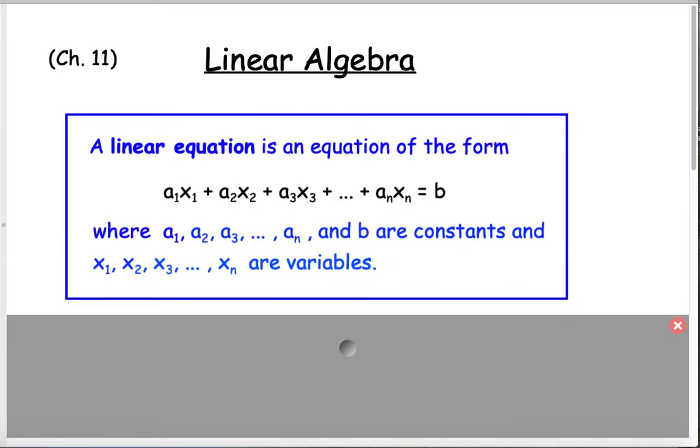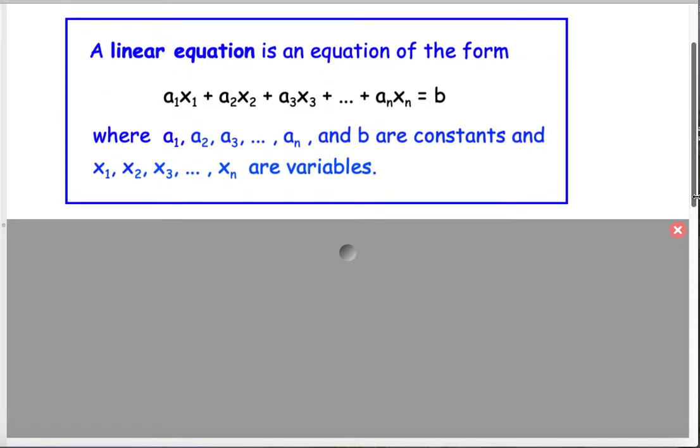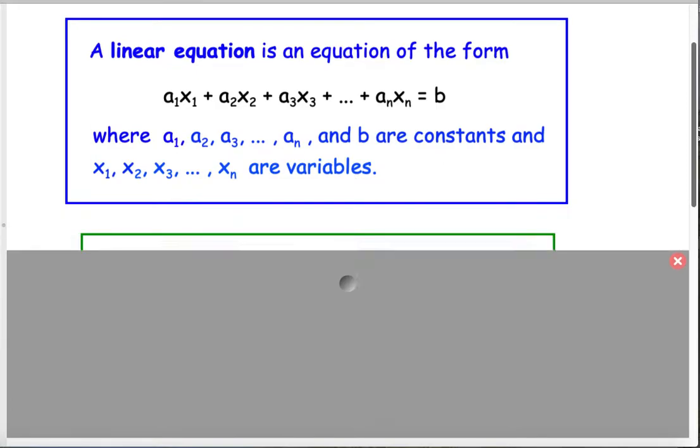A linear equation is an equation of the form a sub 1, x sub 1, plus a sub 2, x sub 2, etc., all the way up to a sub n, x sub n equals b. Now the a's are all constants, and b is also a constant. And then the x's, x sub 1, x sub 2, all the way up to x sub n, those are the variables. This is stuff you're familiar with, but the notation might be a little different, so it's important to make sure you're familiar with this type of notation.